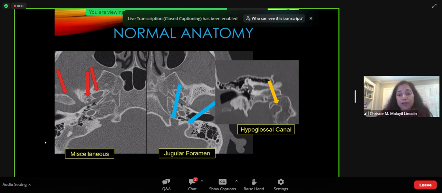In the middle image, the blue arrows indicate the jugular foramen. The first blue arrow is the pars nervosa. The second blue arrow is the pars vascularis. They are partially divided by the jugular spine, which is that upside down triangular eminence in between the two. The jugular foramen is located between the temporal and occipital bones. The carotid space extends directly up to the jugular foramen.